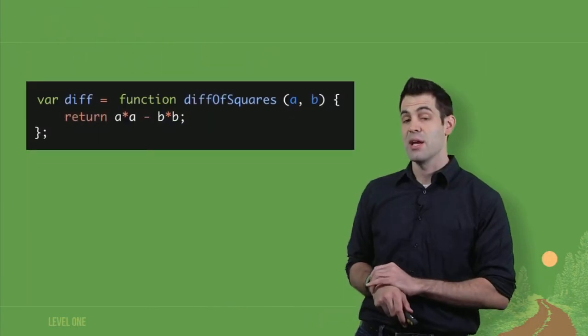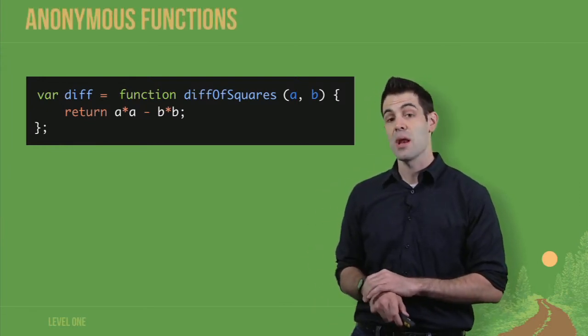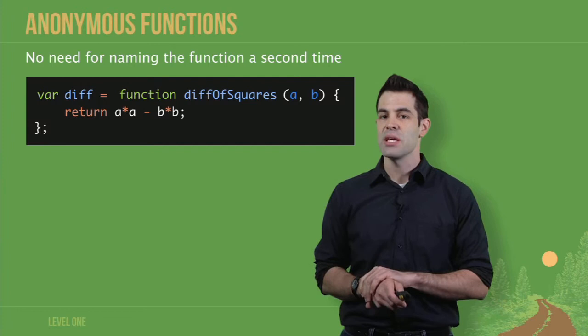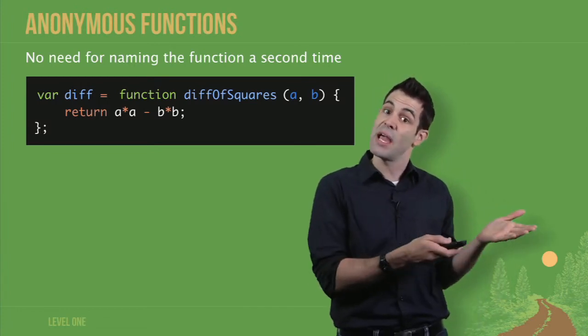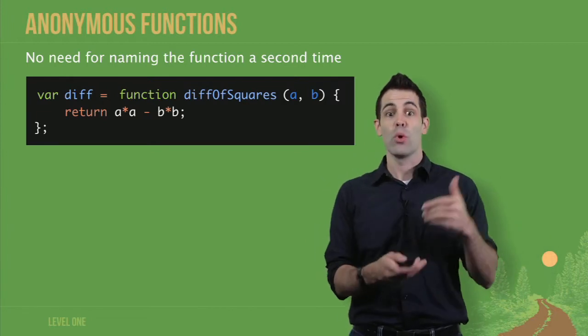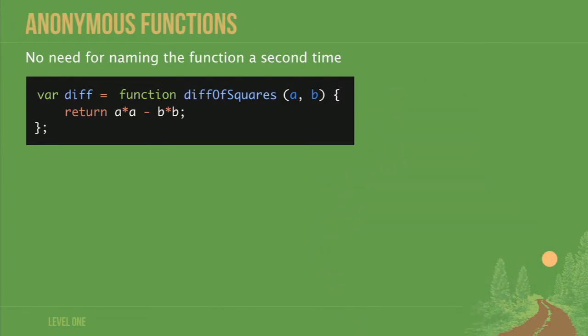So let's take a look at that. There's this cool thing in JavaScript and in other languages called the anonymous function. It means that you can build a function expression without a name because it's being assigned to a variable that will hold the entire contents of that function. So since we don't need that diff of squares name, we can go ahead and get rid of it.